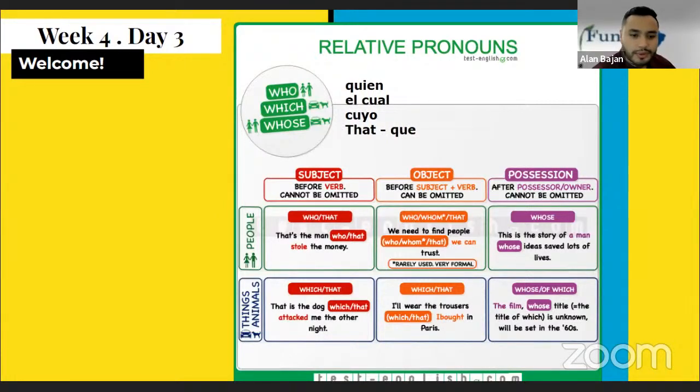Let's read the next example. Help me to read, Samuel, please. We need people who we can trust. Very good. We can use who or that. Whom is very formal and rarely used.